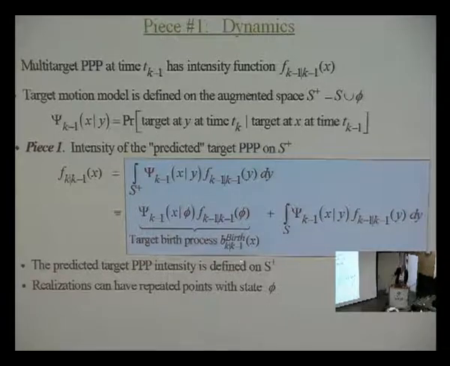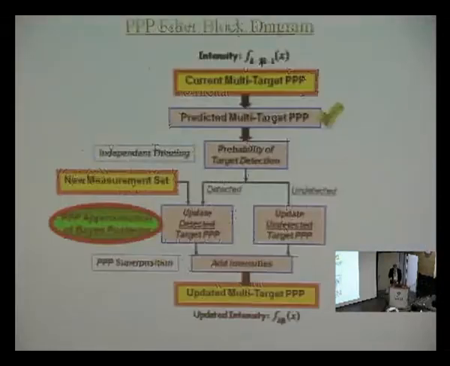So this is the predicted intensity, and it lives on the entire augmented state space. And when you have realizations, if you want to simulate realizations of the predicted process, you will have repeated occurrences of phi. That's okay, because it's not orderly on the phi part, but it is orderly on the non-phi part. So that takes care of the predicted multi-target process.